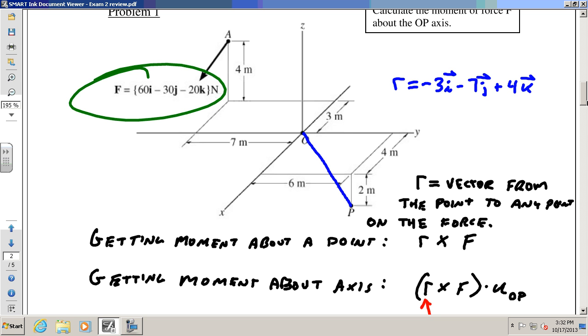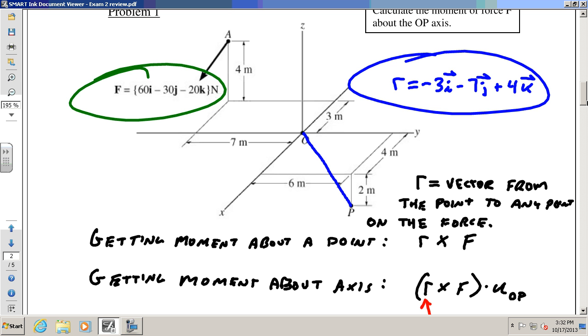So your F's given, your R is given, and then all you have to do is do the R cross F. I'm not going to go through the math of that. You should be able to do that. Make sure, if you have a calculator, that you know how to do this. Because I have a pretty strong feeling you're going to do an R cross F on this exam somewhere. Or do it some other way, but I think it's probably the most convenient. So make sure you know how to do that.